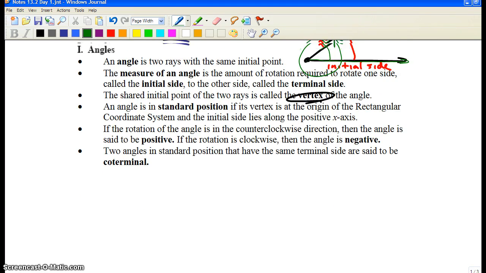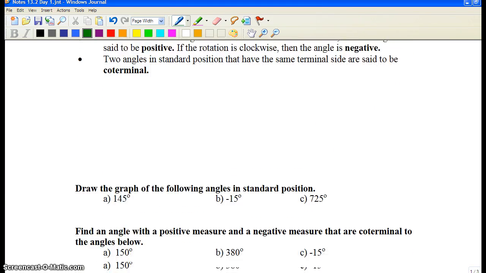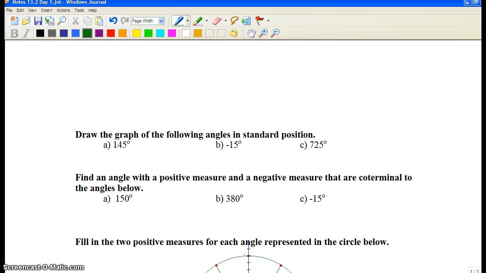Let's draw some of these things. Okay, I just need an approximate graph. I don't need anything specific. I just need generally where that angle lies, where that terminal side lies. It doesn't have to be perfect. I don't need you to bust out your protractor and measure it and get it in the exact right spot and make it look pretty. I just need you to have a general understanding of where it goes.